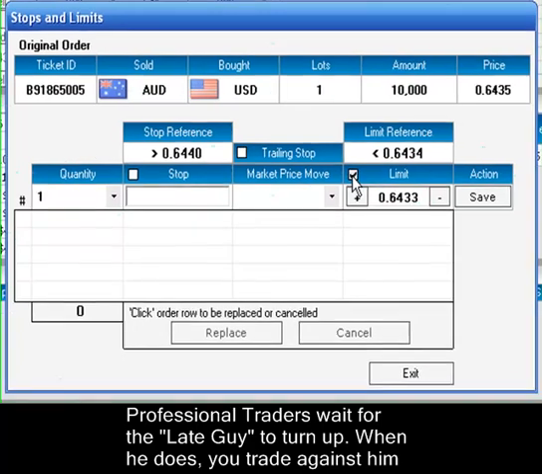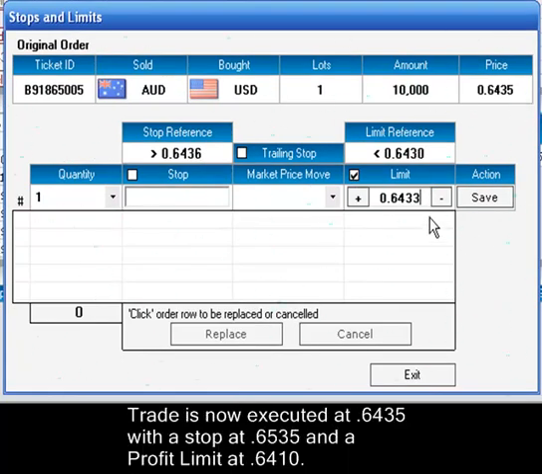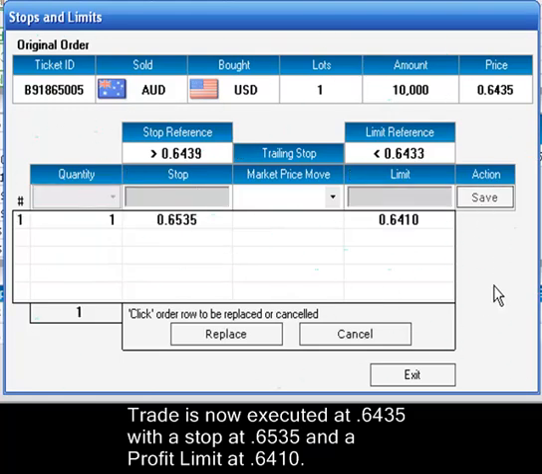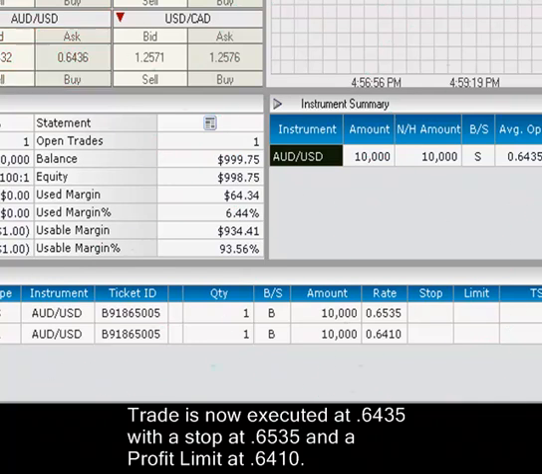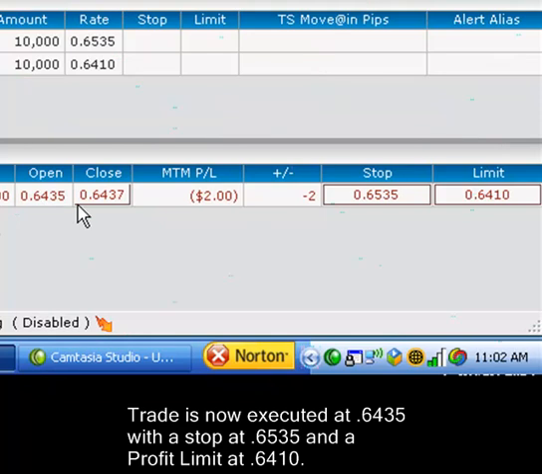Got it here. Now my limit is going to be 25 points away from here, so 25 points from there is 64.10. My stop is 100 points away at 65.35. I'm going to save that trade. Here we go, there's my trade now in the market. We'll just wait and see what happens here.